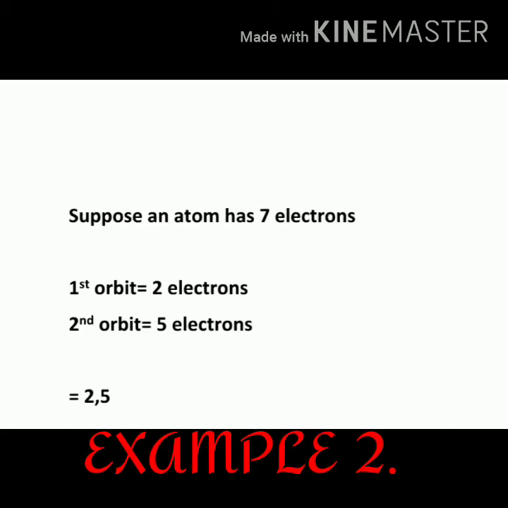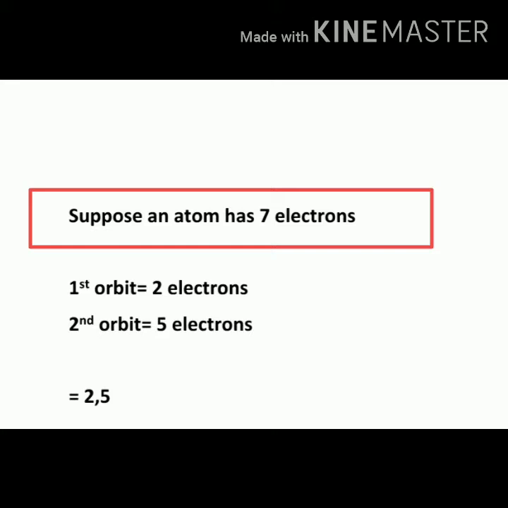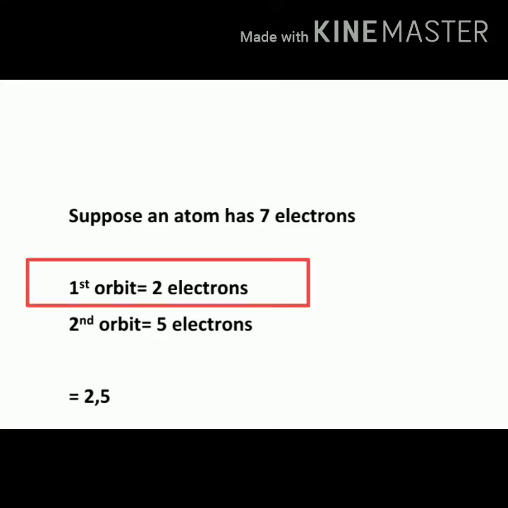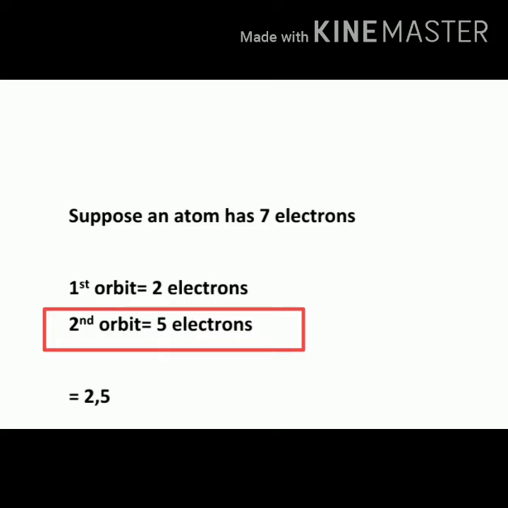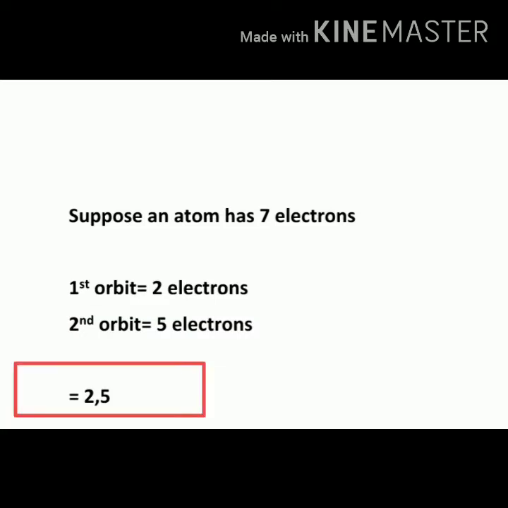Now let's see the second example. Suppose an atom has 7 electrons. As I've already told you, first orbit will have a maximum of 2 electrons, and without filling the first orbit, I cannot go to the second orbit. So if I put 2 electrons in the first orbit, how many electrons left? 7 minus 2, 5. So the second orbit will have 5 electrons, and my electronic configuration will be 2, 5.